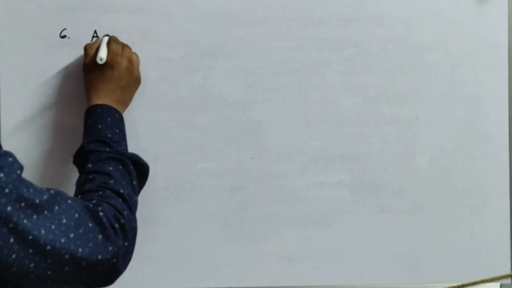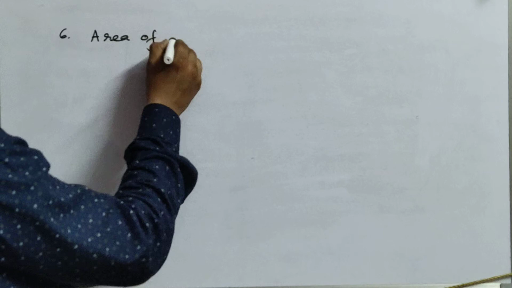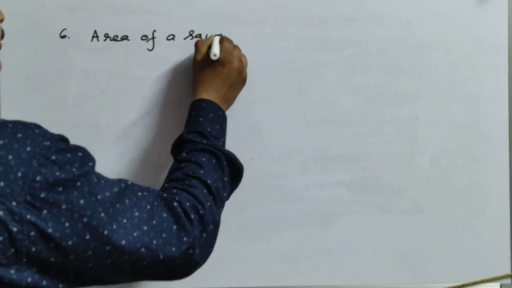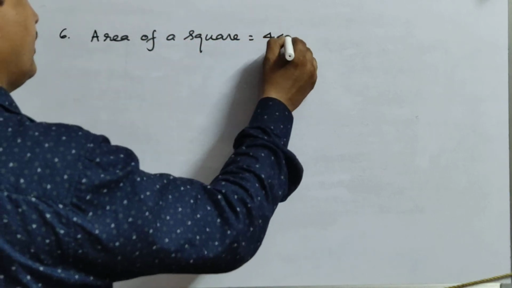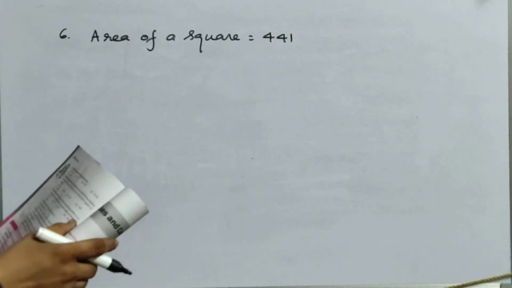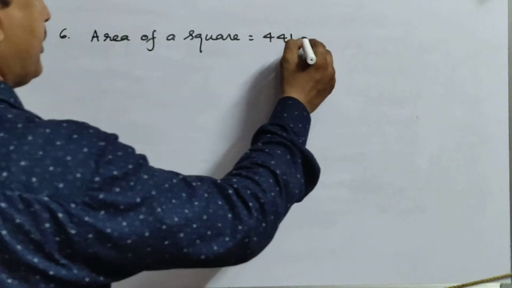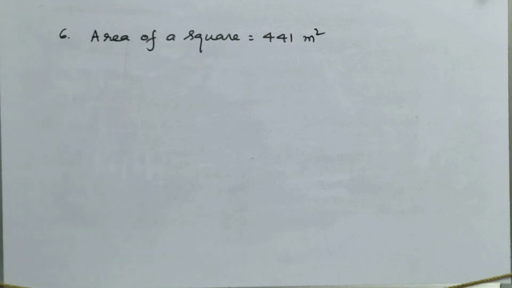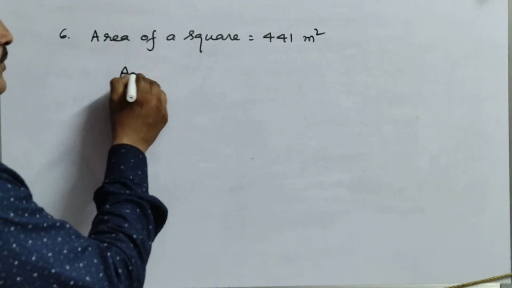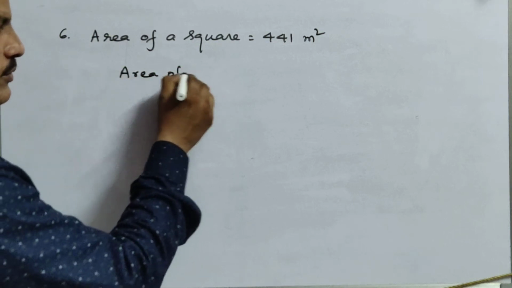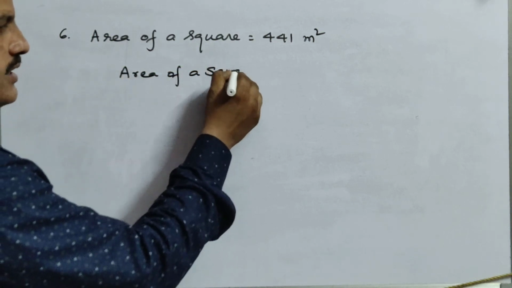Sixth question. Find the length of the side of a square whose area is 441. That means, this is the sixth question. Area of a square is 441. Okay, that is square meters. That means meter square he has given. He is asking to find the side. But what is the area of a square formula, children? Area of a square equals what? S square.